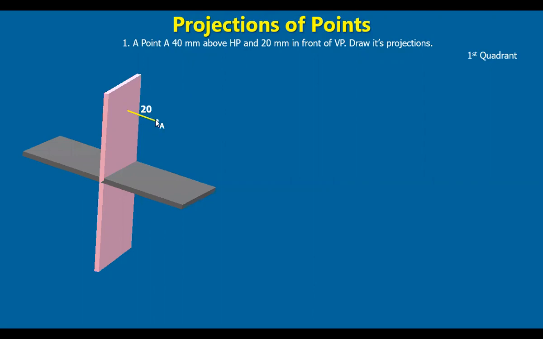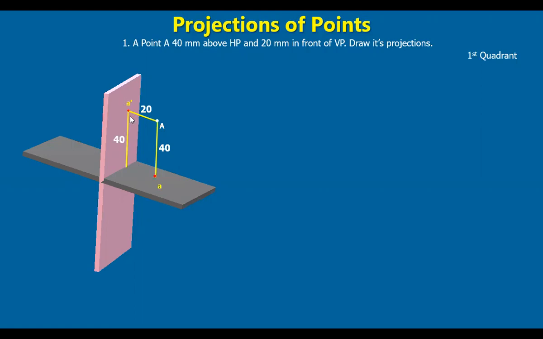Drop perpendicular lines onto the planes here. This is a 20 mm line actually, right? This is 20 mm in front of VP. So this is 20 mm. Draw a projector, get the point here on the vertical plane, call it as A dash because it is the front view of A. So A dash. Now similarly, draw a perpendicular onto the horizontal plane, get the projection on the horizontal plane, right, at a distance of 40 mm. And this is called the top view of the point called A. That's why A is marked here.